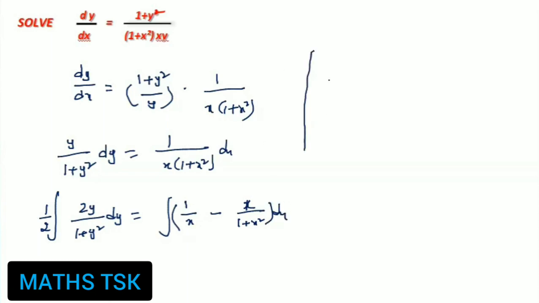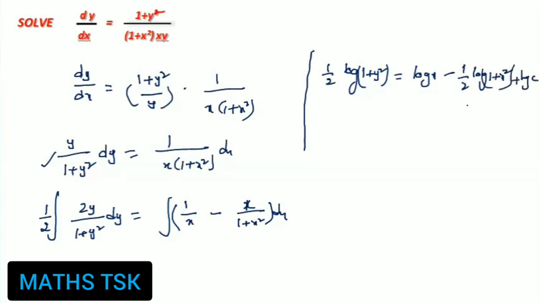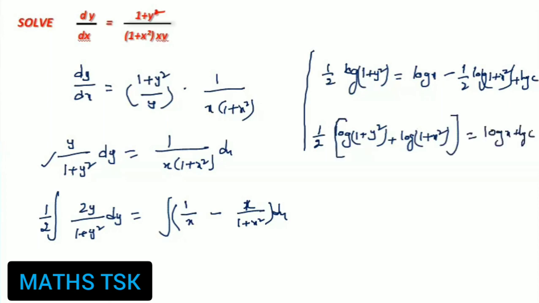So here this can be written as 1 by 2 into integration of this, which is log of (1 plus y square). LHS clear. We'll go for RHS. Integration of 1 by x is log x minus, again it's in the form of x by (1 plus x square), I can write it as 1 by 2 log of (1 plus x square) plus log c. Now we take this to this side. We take 1 by 2 common. 1 by 2 into log of (1 plus y square) plus log of (1 plus x square) on one side is equal to log x plus log c.